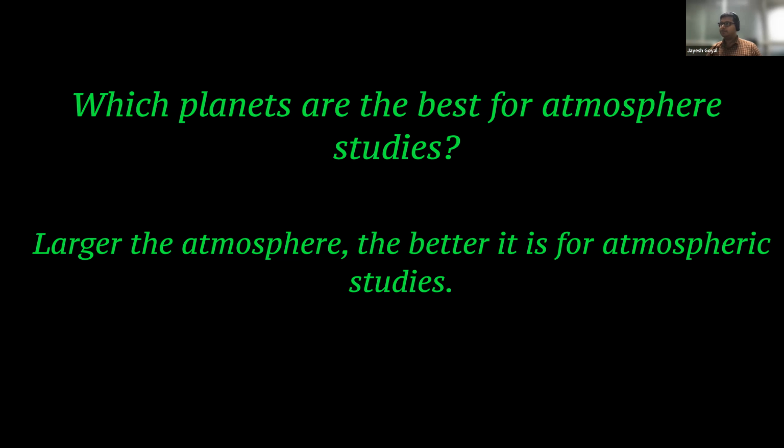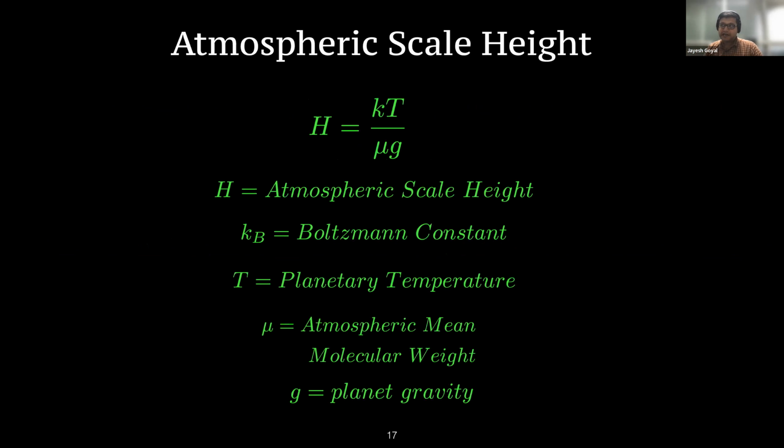And why is that? I'll tell you. There is one terminology that we generally use in atmospheric science, called the scale height. This scale height determines the extent of the planet's atmosphere, like how big it can be. H is the atmospheric scale height, and it depends on four parameters, out of which one is a constant: H = kT/(μg), where k is the Boltzmann constant, T is the planetary temperature, μ is the atmospheric mean molecular weight, and g is the planet's gravity. Using this, we can compute how big the planet's atmosphere can be, and I'll show you how.